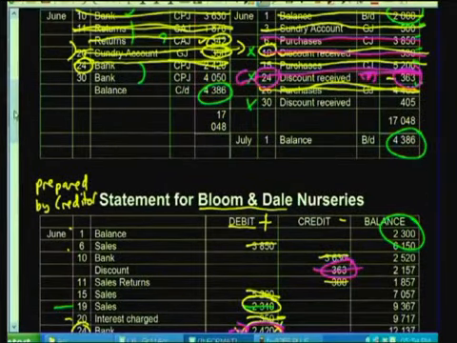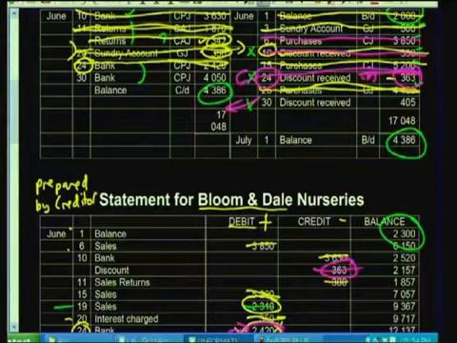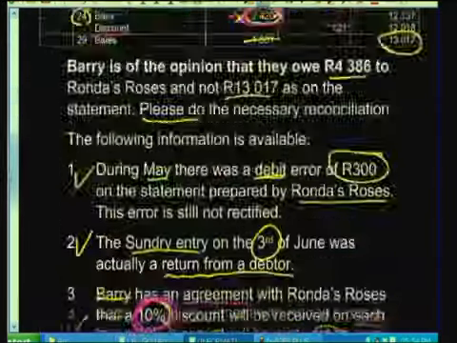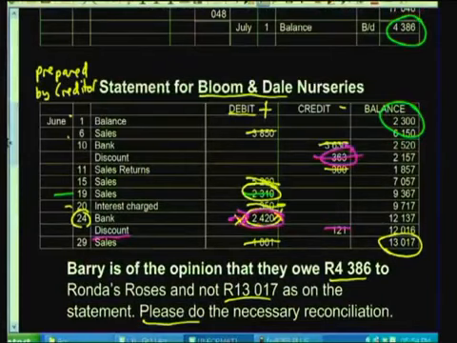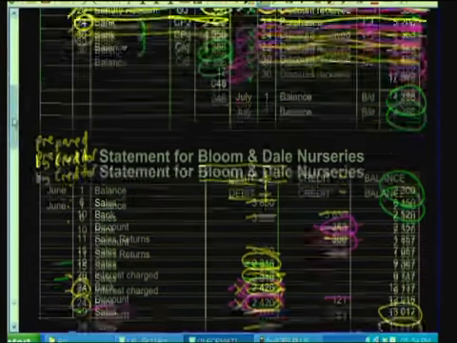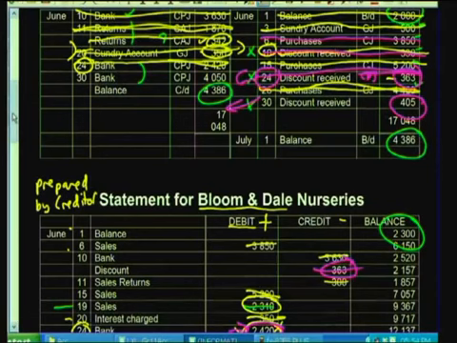Let's look at this next discount of 405 Rand. This one is a bit of a problem because there are two mistakes here. Number one, the discount is on the wrong side, and number two, nowhere on Bloomingdale's Nursery statement from Rhonda's Roses do we see an amount of 405 Rand. Now, this is quite important for you to realize, because all that this means is that the creditor has not yet recorded that 405 Rand, and what's more, they've also not recorded the 4,050 Rand that appears here. That was the bank amount.